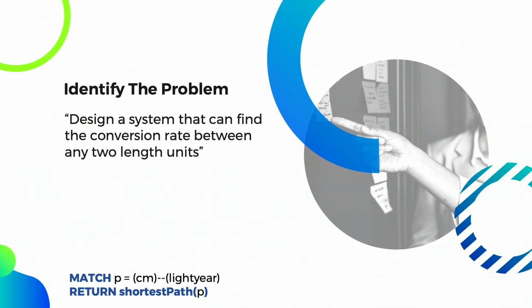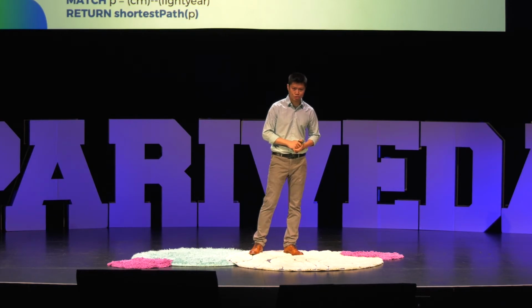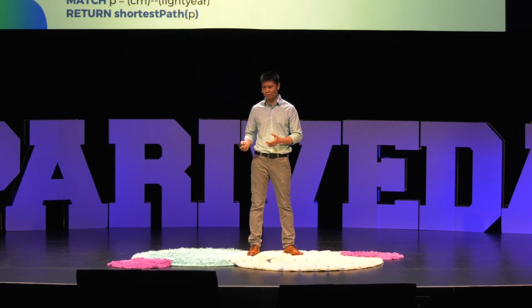Let's say I'm trying to convert centimeters to meters. That conversion rate is pretty straightforward, it's 100. Right? But in some cases, this conversion rate is not very straightforward. Right? For example, I want to convert from centimeters to light year. Most of us won't have that memorized. So most of the time, we will convert centimeters to meters first, and then kilometers, eventually light year.